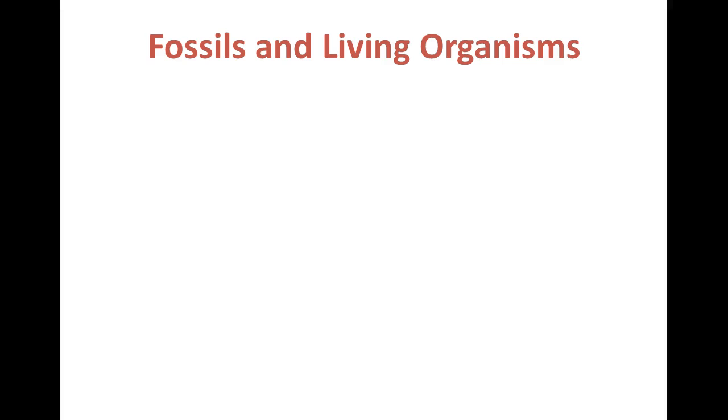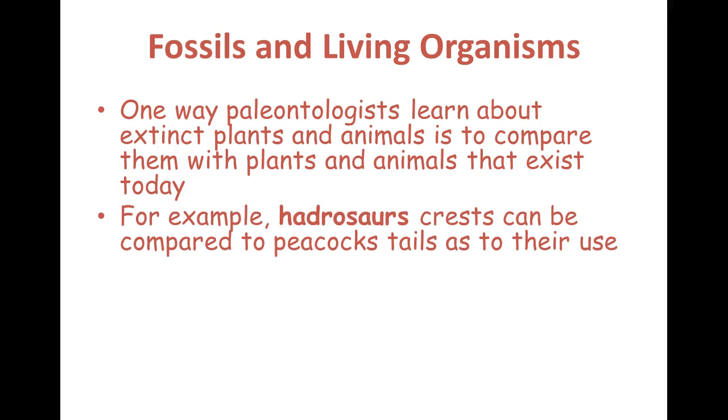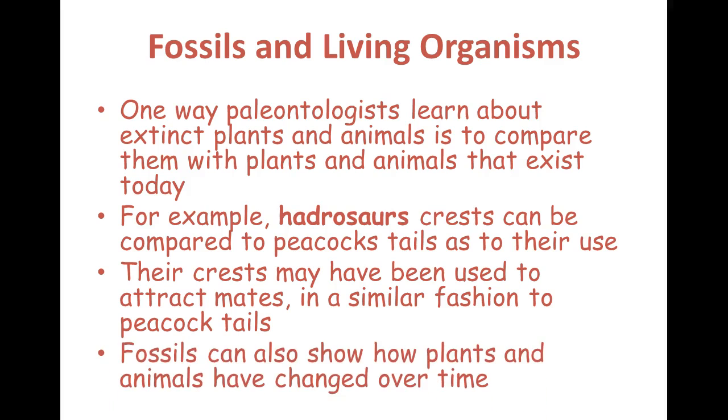Fossils and living organisms. One way paleontologists learn about extinct plants and animals is to compare them with plants and animals that exist today. For example, hadrosaurs' crests can be compared to peacock tails as to their use. Their crests may have been used to attract mates in a similar fashion to peacock tails. Fossils can also show how plants and animals have changed over time.